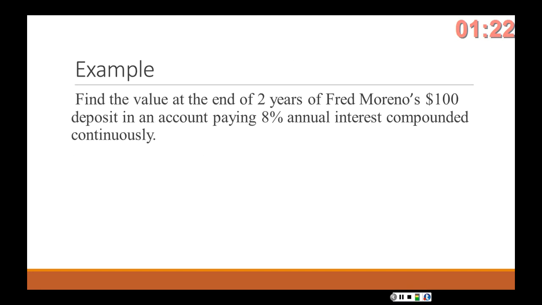So if Fred deposited this $100 for 2 years at 8%, with continuous compounding, how much would he have? So the number of years is 2. Remember the equation? The future value is equal to the present value times the exponential function raised to the stated rate times n.